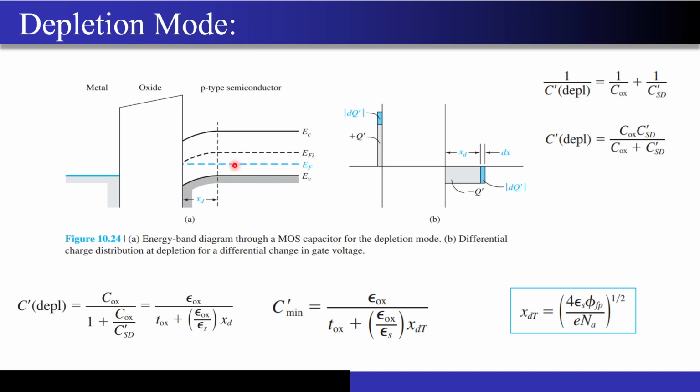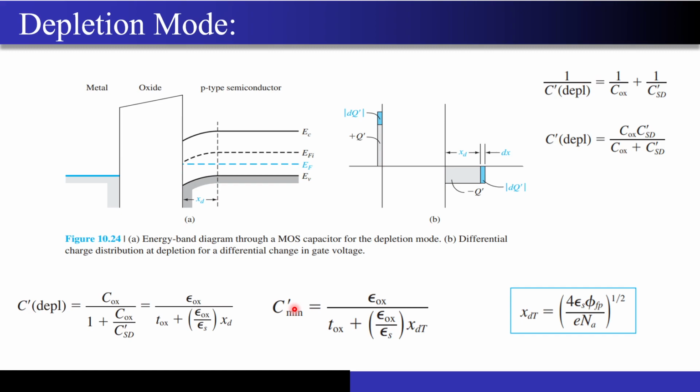We have already told you that the band bending you are seeing is nothing but 2 times phi f. We saw that the EFi minus EF is nothing but your phi f, and when your band bending is 2 times this phi f value, you will have the maximum depletion width. So the moment I replace this xd with the maximum depletion width, I have to replace this c dash with c minimum dash. I hope this point is very much clear.